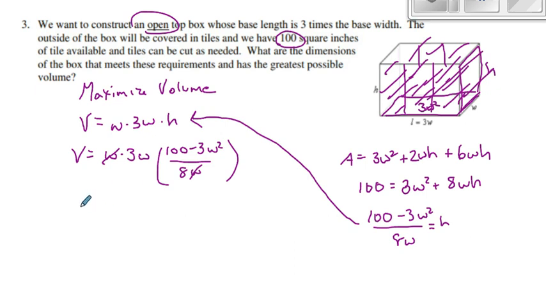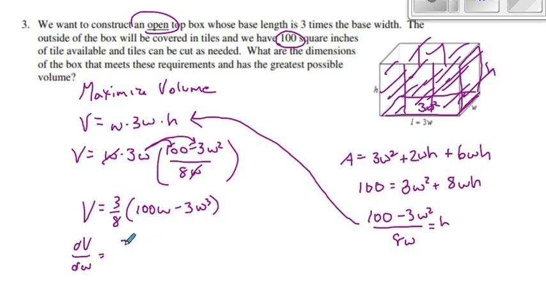And before I differentiate, I want to make this look a little cleaner. Let's see, I have a constant 3 over 8 that I can just put out front. I'm going to do that. But this W, I'm actually going to distribute it, so it's going to make a nice, easy derivative. So I'm going to have 100W minus 3W cubed. All right, now I've got myself set up for a super easy derivative, dV/dW. My constant just stays there. My derivative, 100 minus 9W squared.